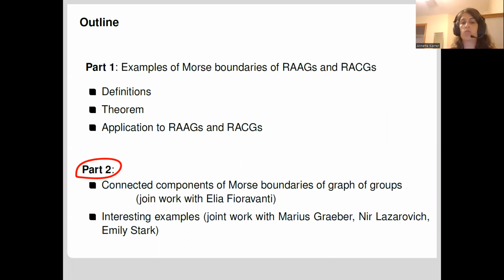This is joint work with Ilya Fioravanti, and here we consider the case that edge groups do not contribute to the Morse boundary of the ambient group. At the end of this second part, we will see interesting examples where this is different. So there we look at examples where edge groups contribute to the Morse boundary. And this is related to joint work with Marius Gräber, Nir Lazarowicz, and Emily Stark.